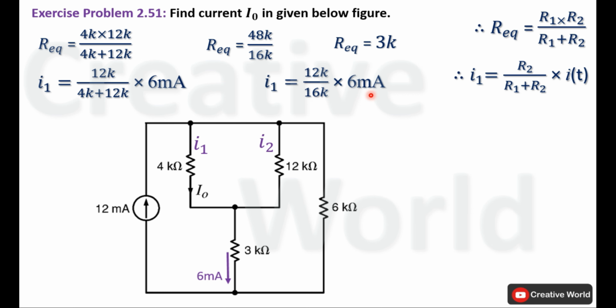Now solve this equation. Take the product of 12k and 6 milliampere. It will become 72 only, and divide 72 by 16k. The answer for I1 will become 4.5 milliampere. The value of current I1 is equal to I0 because it is the same branch. So we can say that the value of current I0 inside this network will be 4.5 milliampere.